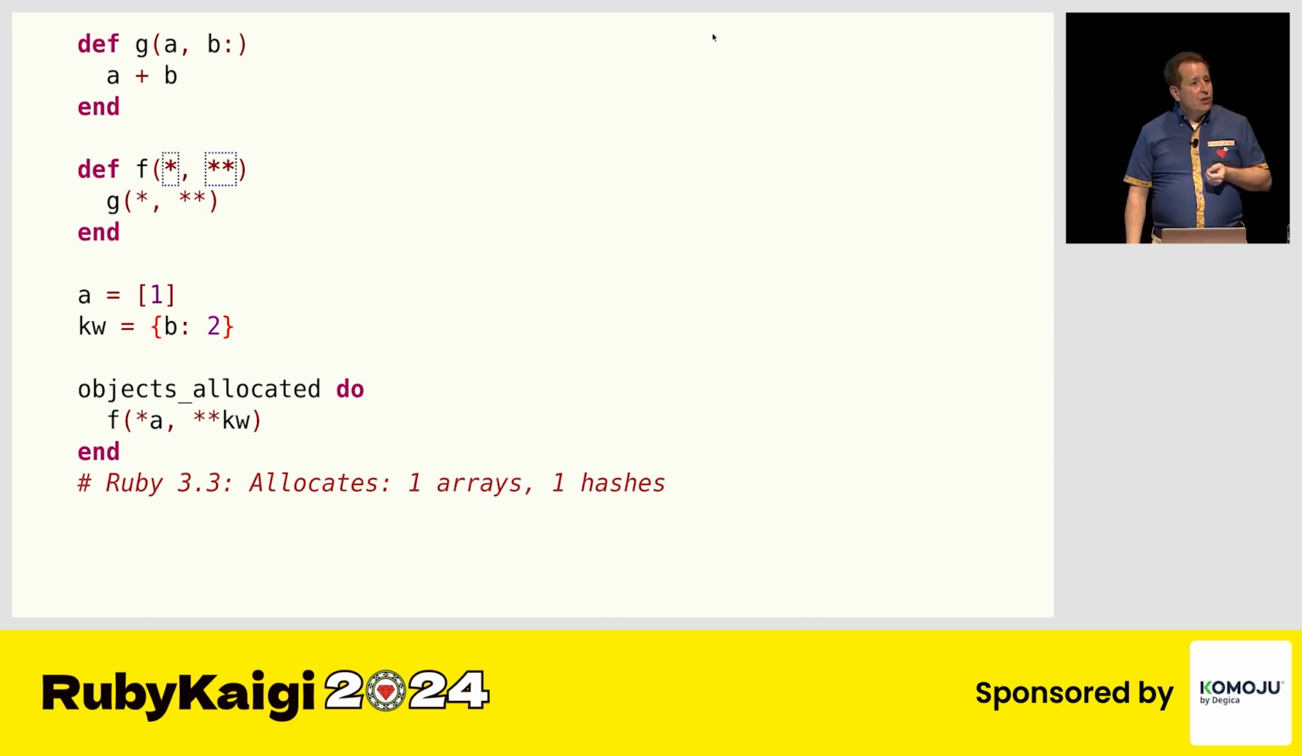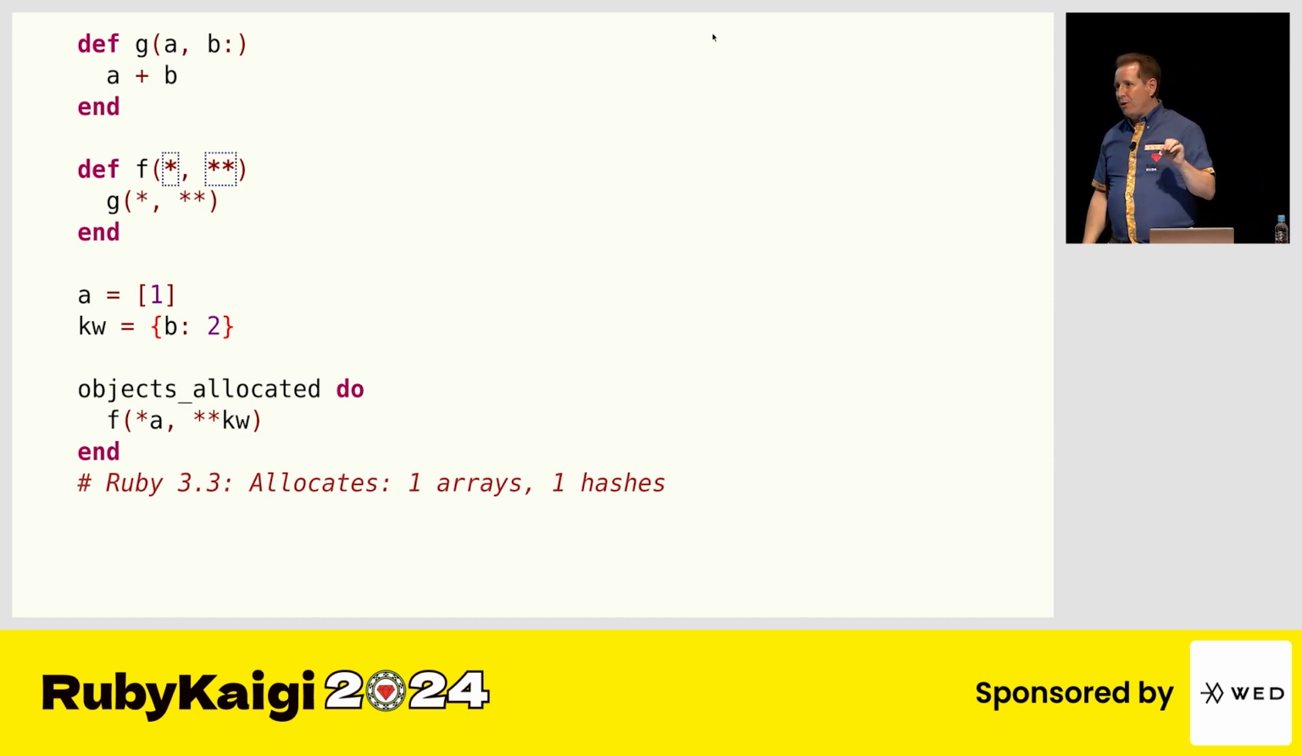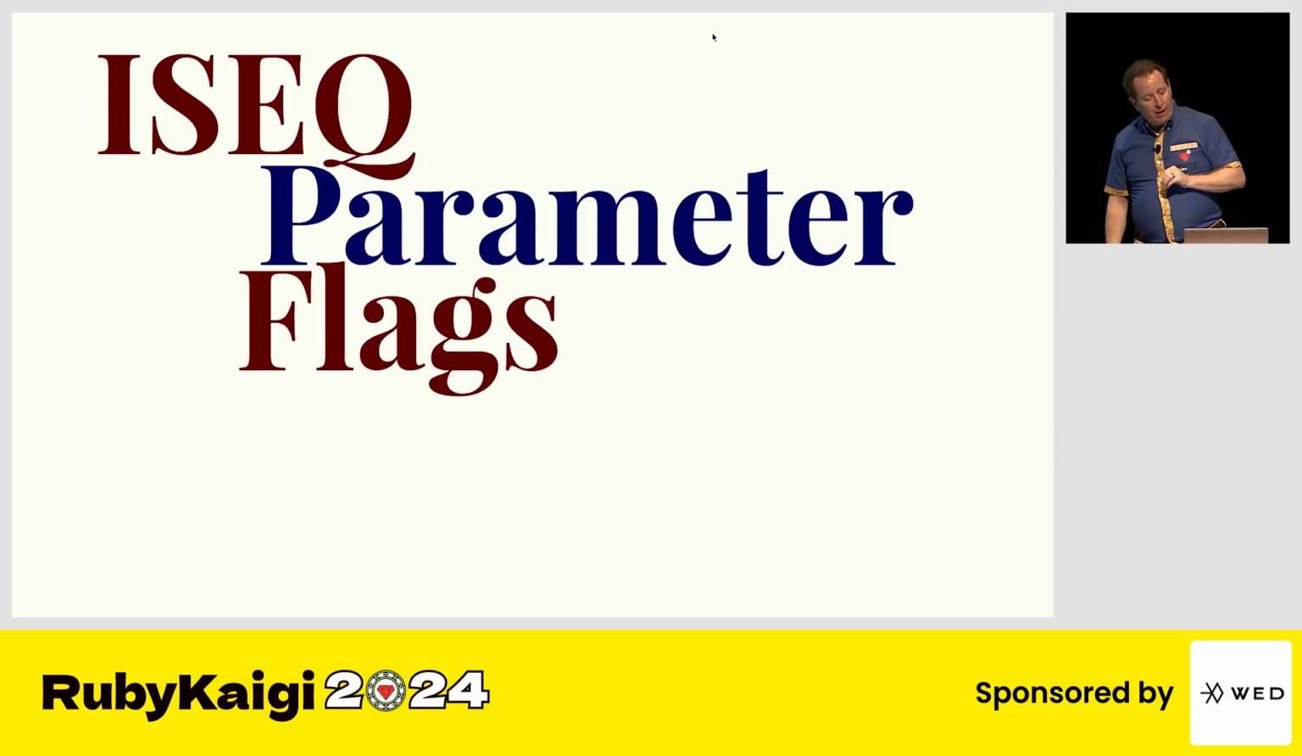Both of these allocations are unnecessary, because we can be sure that the method is not able to access the objects directly. It can only pass them as splats when calling other methods. So my next task was to eliminate these allocations. To do so, I first needed to track whether the method uses anonymous splats or not.